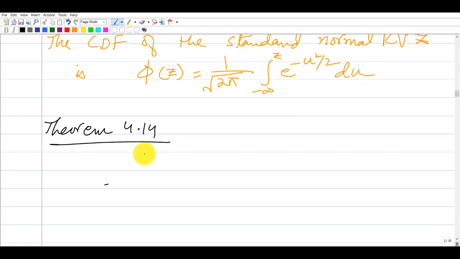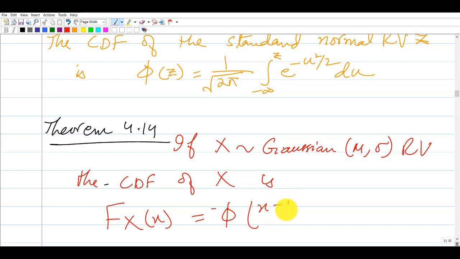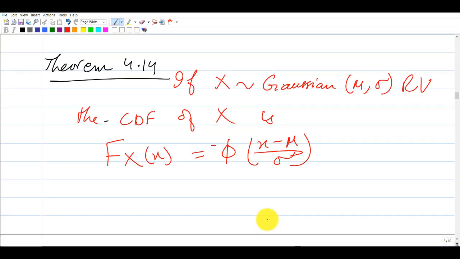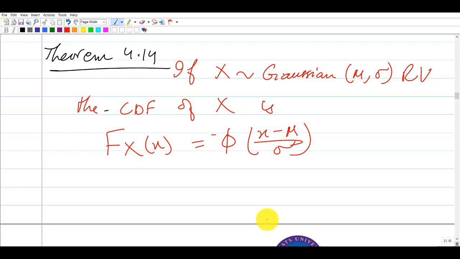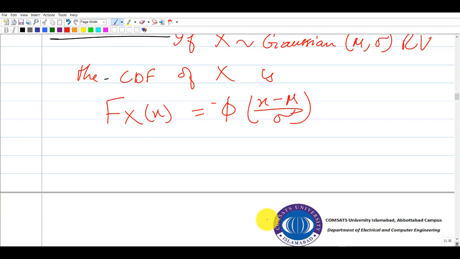So for that we have this: if x is a Gaussian mu, sigma random variable, then the CDF of x, F_X of x, is equal to phi of (x minus mu) over sigma. So now this theorem will tell us how we are going to transform the random variable x with some mu and sigma into the z, which is the standard normal random variable.